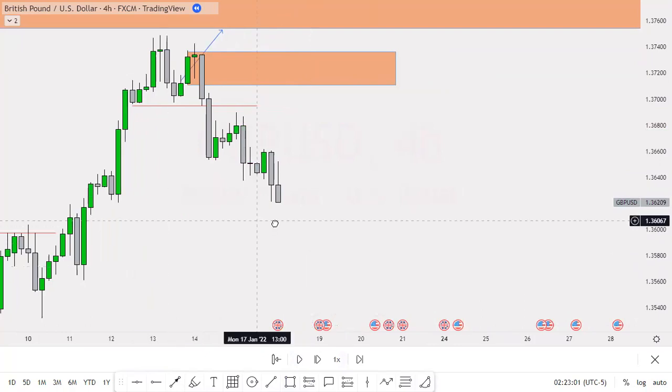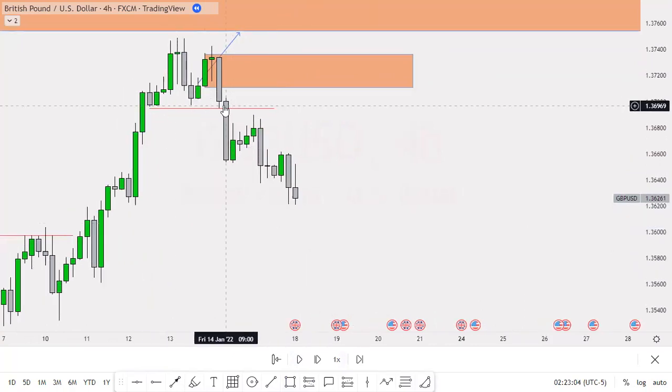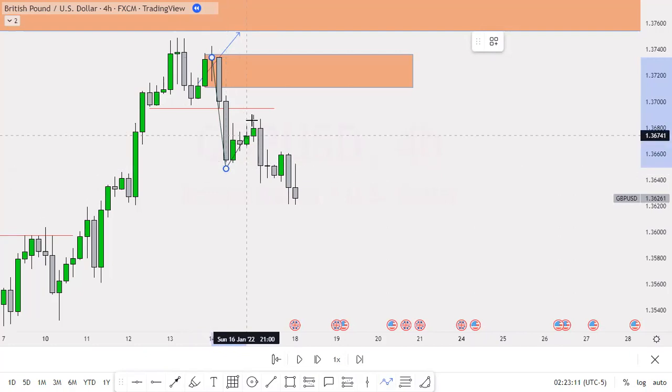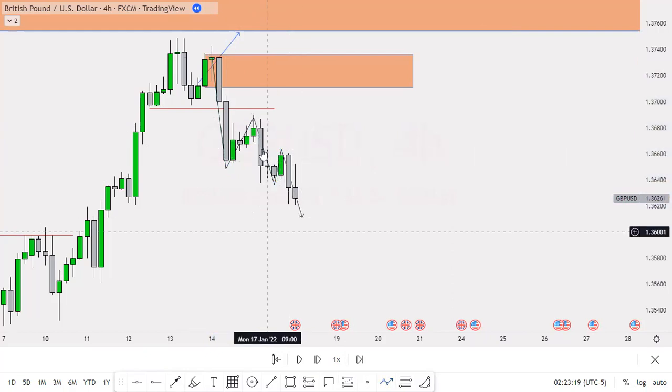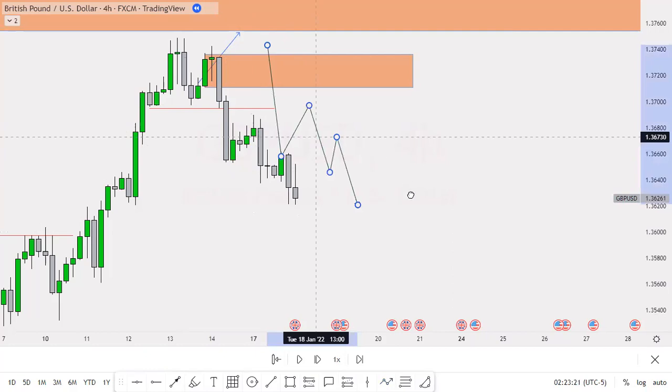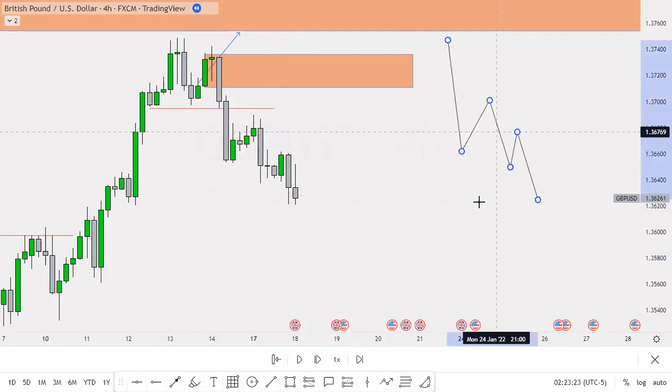You can see here, after the market structure shift, the market created this structure, created this low. Lower low, lower high, lower low, lower high, lower low. This is a structure which has been created, this one.